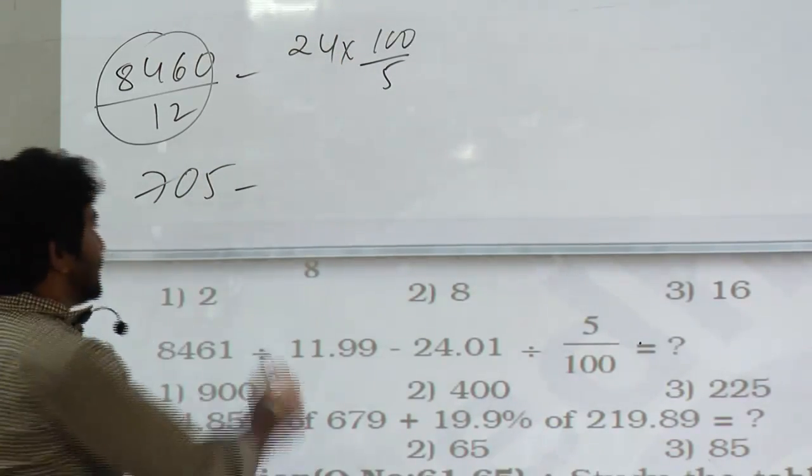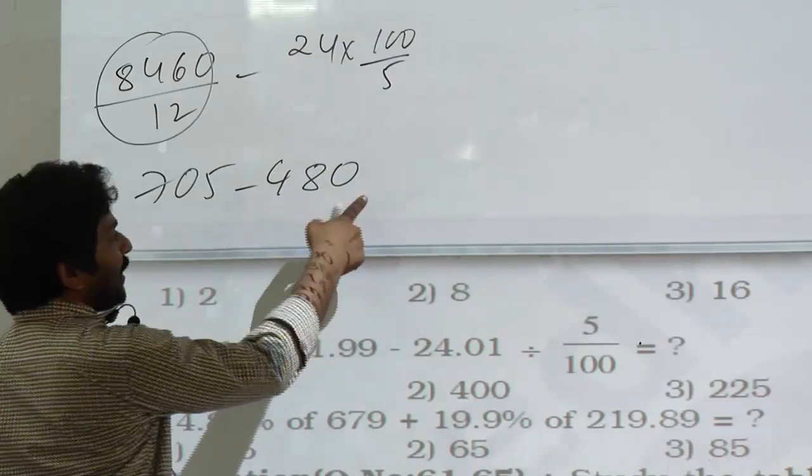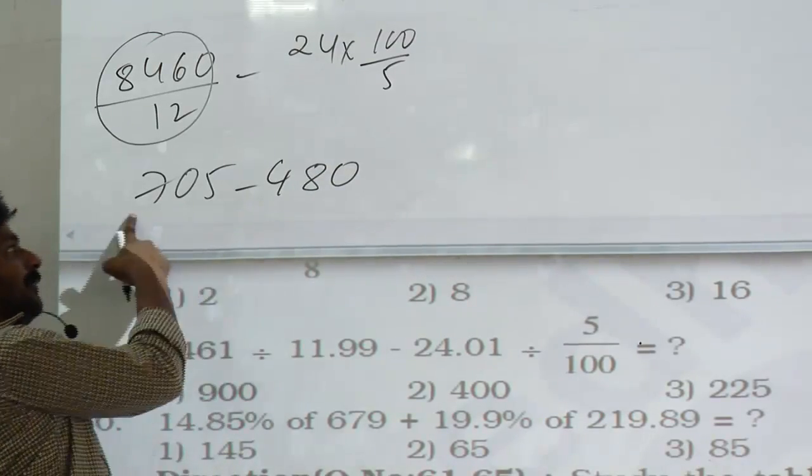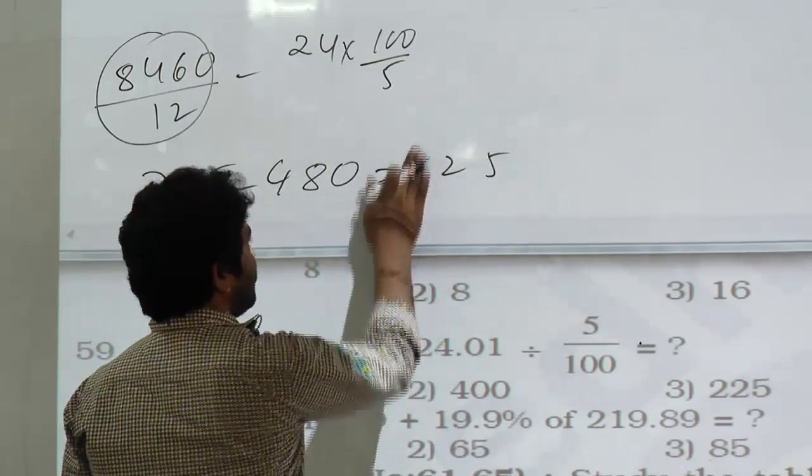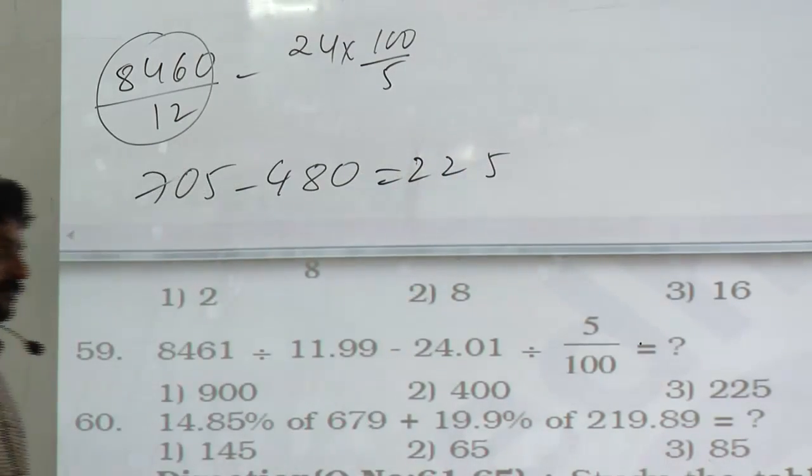24 into 20 in the sense 480. Subtract 500, add 20. Subtract 500, you will get 205 plus 20, 525. Sorry, 225.